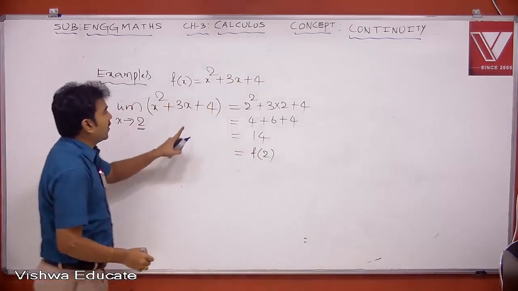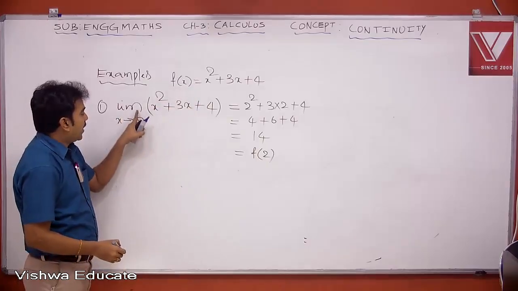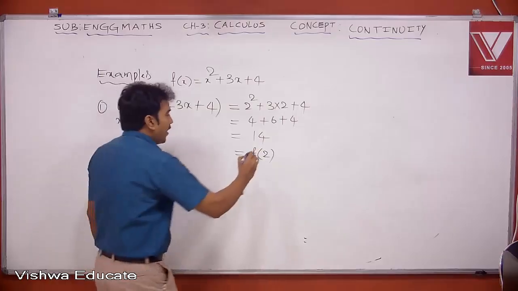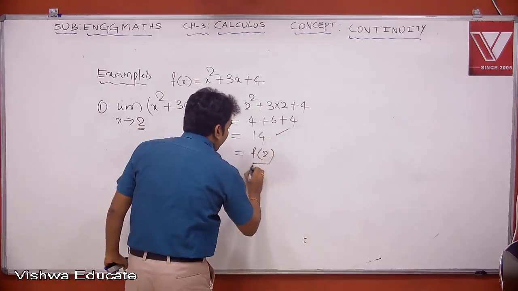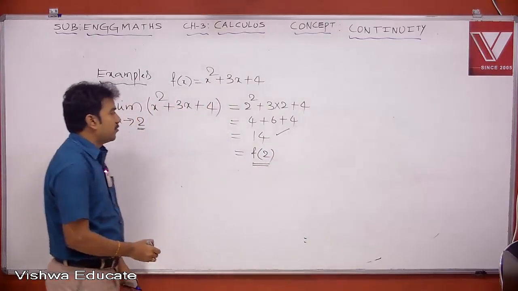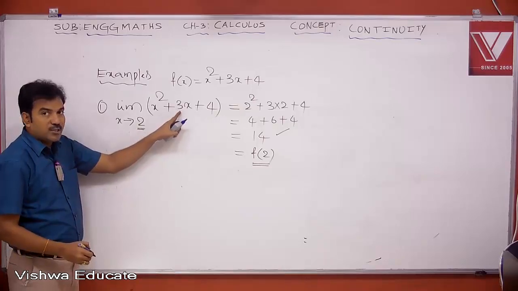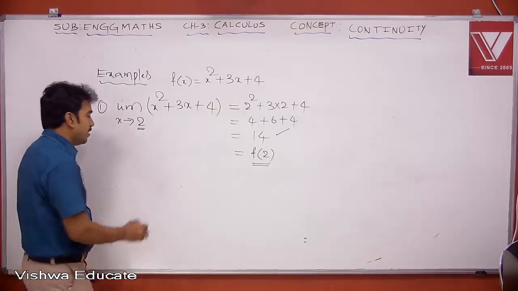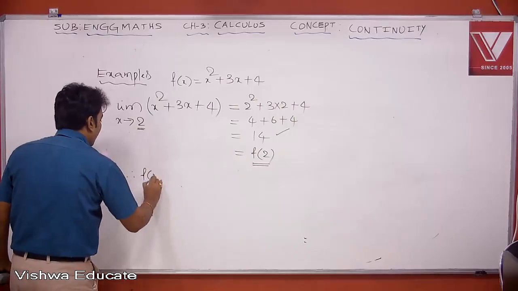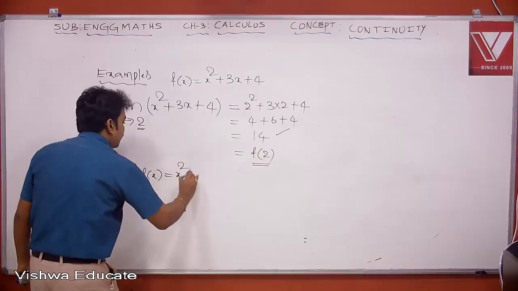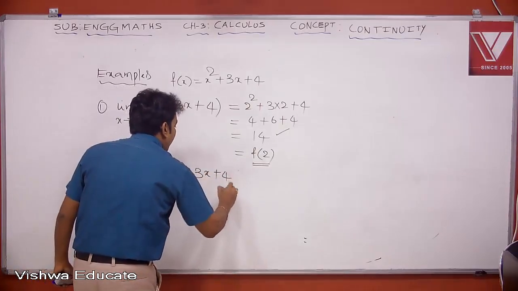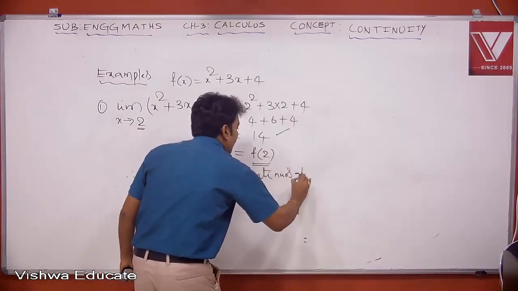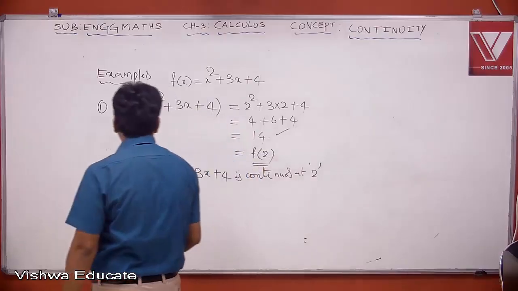So what is my f of x? x square plus 3x plus 4. Now limit x tends to 2, f of x is a finite number, and this finite number is equal to the functional value f of 2. Therefore, this polynomial expression is continuous at the point 2. Therefore, f of x equals x square plus 3x plus 4 is continuous at the point 2.